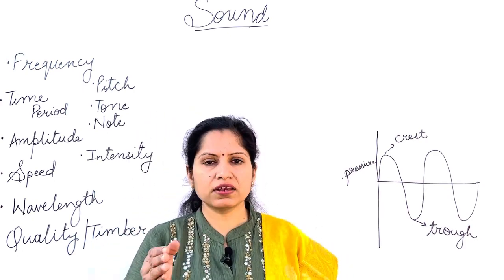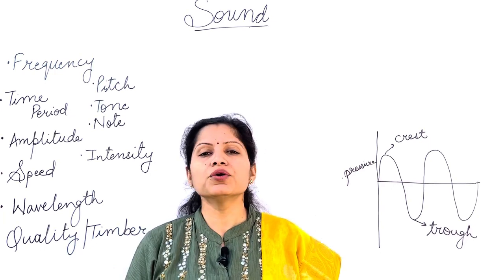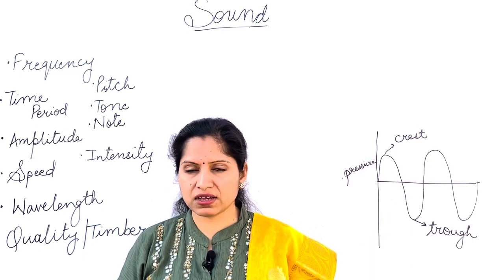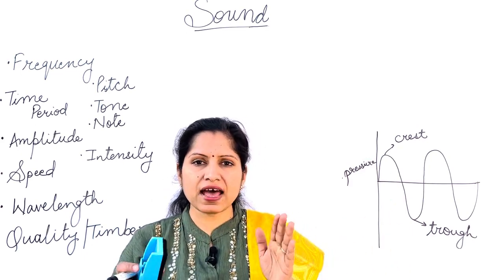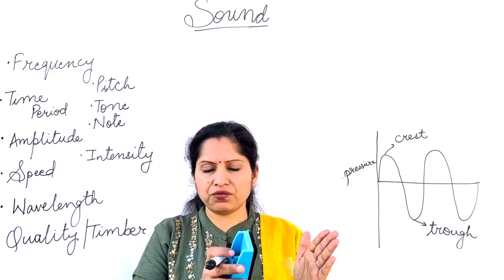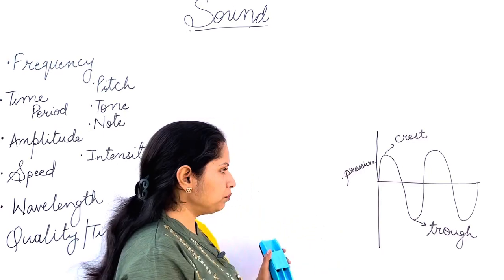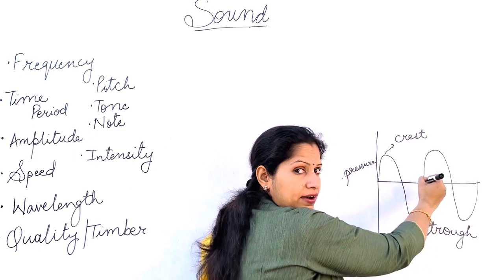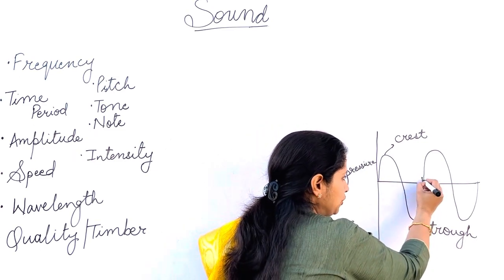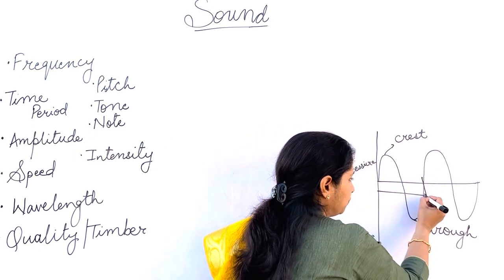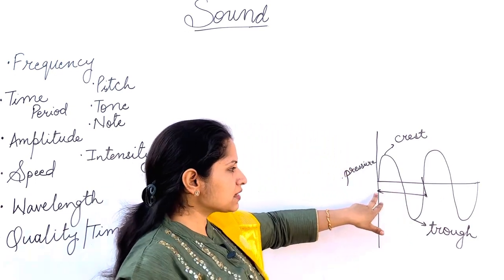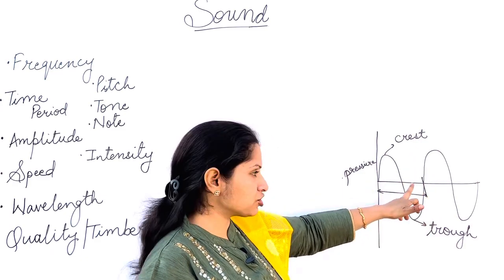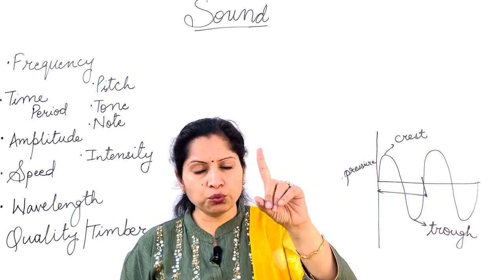Frequency describes the number of oscillations per unit time. Means in 1 second, how many sound waves are there? How many compressions and rarefactions? One compression and one rarefaction will make one complete wave. So this is one compression and this is one rarefaction. This complete area which covers one compression and one rarefaction is known as one complete wave.